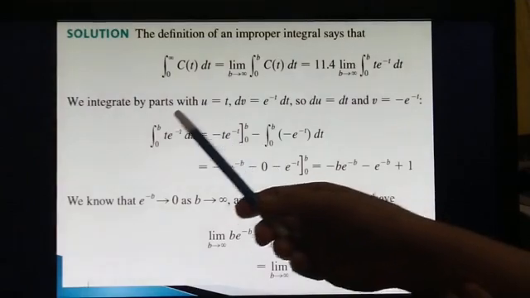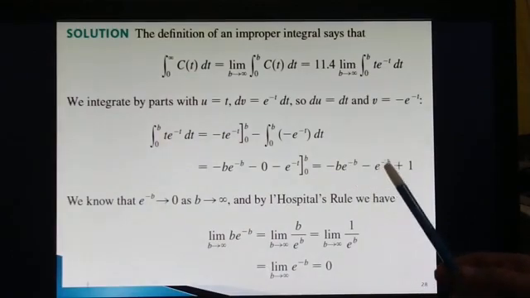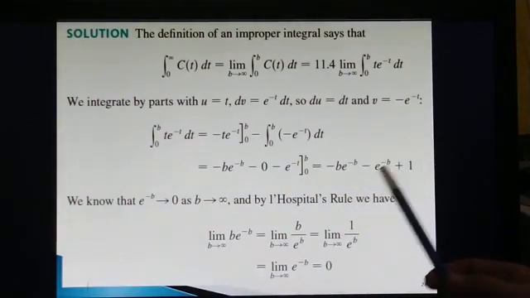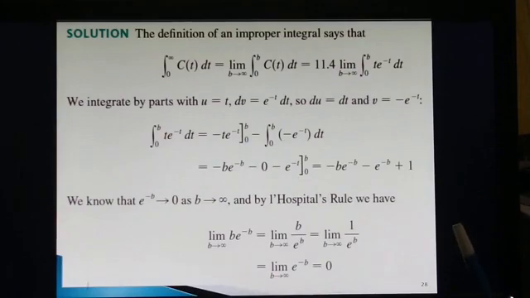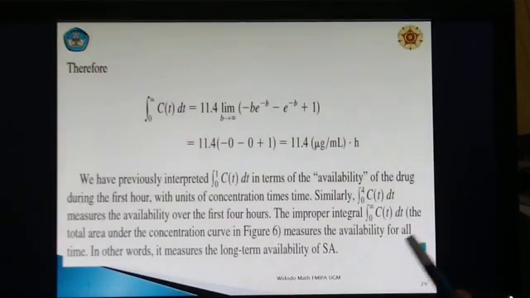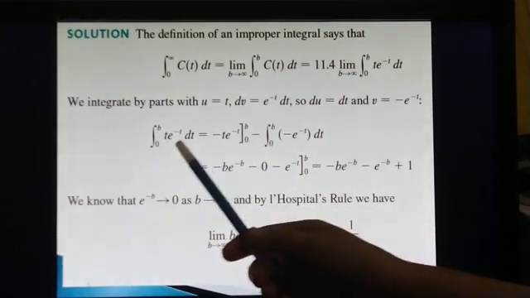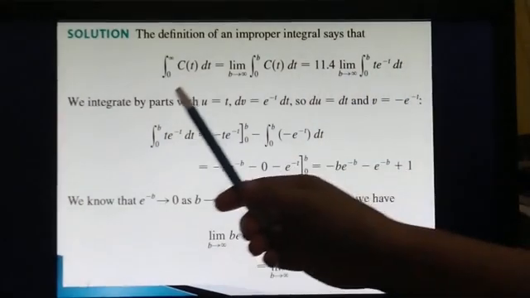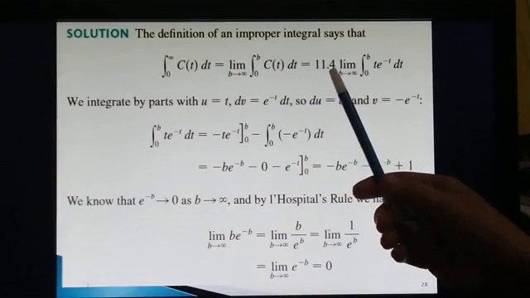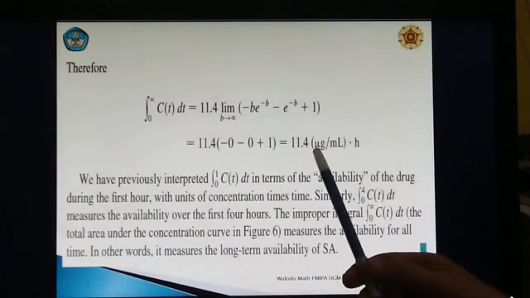We have that this integral is equal to -b e^(-b) - e^(-b) + 1. If you take the limit as b tends to infinity, then this part of course tends to 0, and this part also tends to 0. So altogether, this integral tends to 0 plus 0 plus 1, equal to 1. So this improper integral is equal to 1. Because this limit is equal to 1, the improper integral of C(t) dt from 0 until infinity is equal to 11.4 times 1, equal to 11.4 milligram per liter.